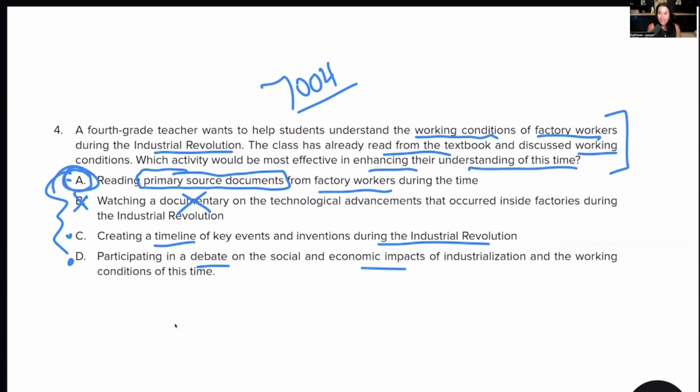Well, A, reading that primary source document is going to enhance it because they're going to get it straight from the person who experienced it. A timeline on the major inventions, be careful here. A timeline's great, but the inventions, that's not going to help them understand what workers are going through. That's just going to show the good inventions at that time. So C is out. D, in a debate, it's okay, but that gives my kind of opinion based on what I read. That's not going to help me understand the way workers really felt. So D is out, making A the best answer.